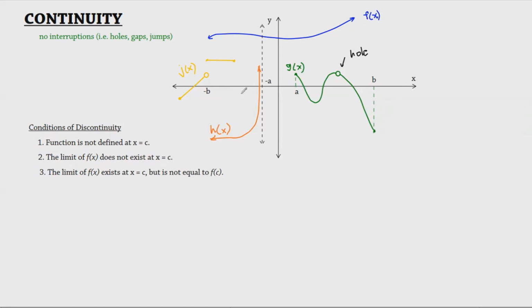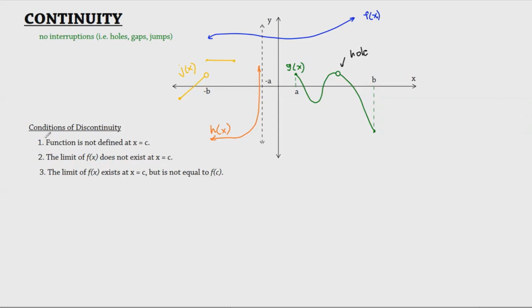In h of x, we can't see any holes, gaps, or jumps. But in this case, we can see that at x equals negative a, which is the asymptote of this graph here, h of x, there will be no value for x equals negative a simply because it is the asymptote. And if x equals c, and we cannot actually find the limit at that point, then this is an infinite discontinuity, which makes the equation not continuous. So in short, any existence of these three and the infinite discontinuity that we have as asymptotes would mean that the equation would be discontinuous.